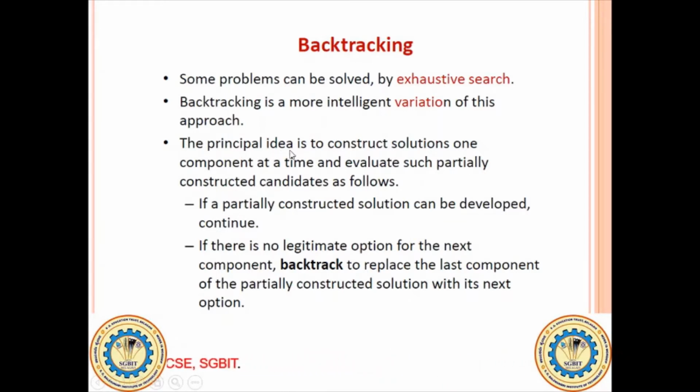The principal idea is to construct the solutions one component at a time and evaluate such partially constructed candidates as follows. If a partially constructed solution can be developed, then it is continued. If there is no legitimate option for the next component, then we have to backtrack to replace the last component of the partially constructed solution with its next option. So this definition will be clear with a problem.